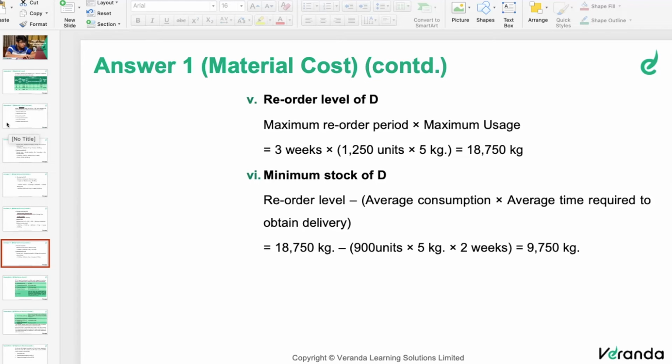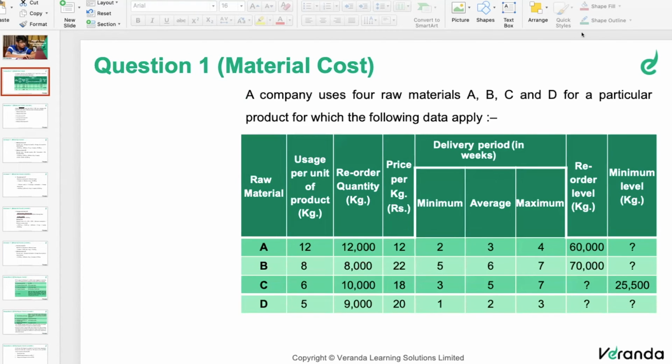Other than danger level, all the stock levels have been asked in this question. Right? Even you can create also one more. Danger level for A or B or C. Danger level comes to minimum usage into minimum time for emergency purchase, not possible in this question because not given. Minimum usage or minimum lead time you have to take. Am I right? Yes or no? Yes, sir. So can you please tell me what are the answer for danger level with respect to B? Who is saying correctly? Danger level for B.